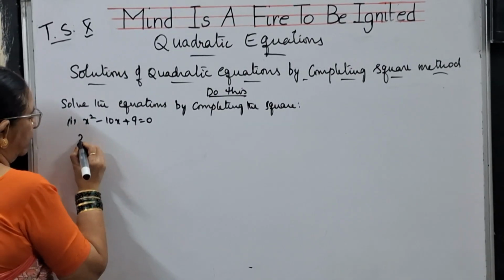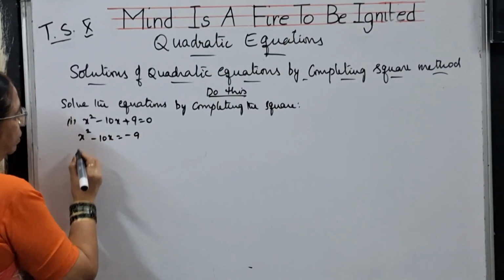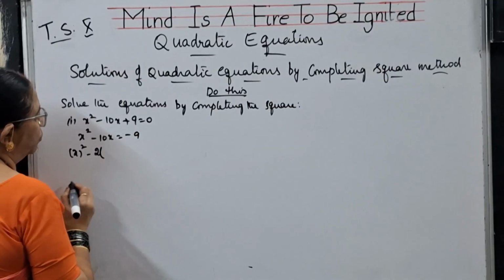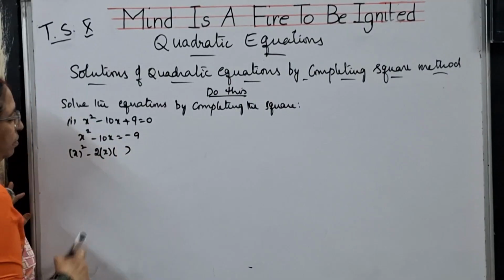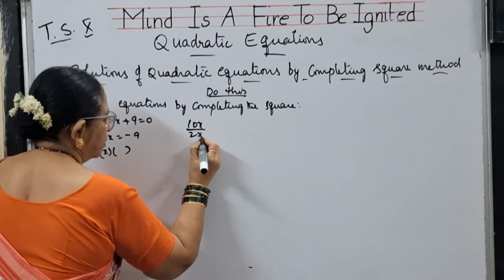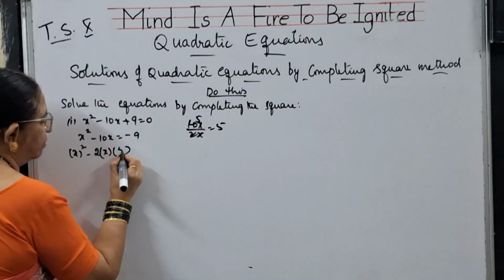So we can take it directly. x square minus 10x is equal to minus 9. This can be written as x whole square minus 2 into x into something. So what is it? Divide 10x by 2x. How much are you getting? 5. So b is 5.